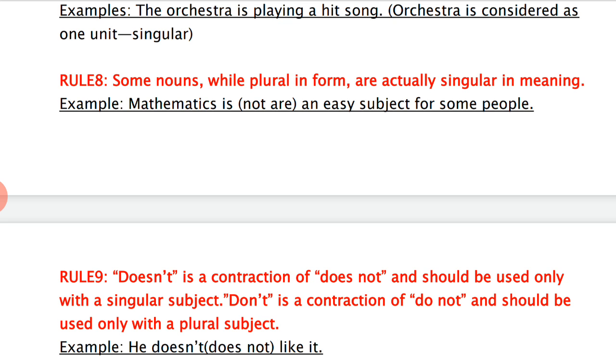Okay, there are some nouns, they can really dupe you if you are not careful, and you end up writing the wrong verb. Mathematics are a tough subject. Is it a correct sentence? No. The correct sentence is mathematics is tough subject for some people. Easy for some people. Okay?